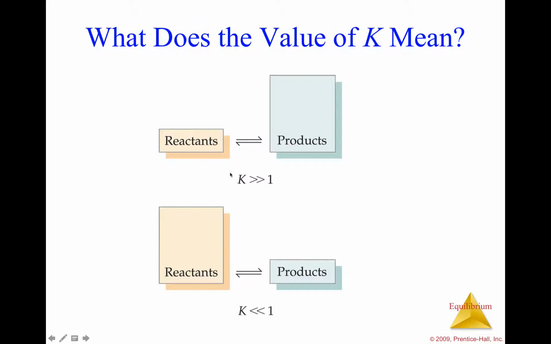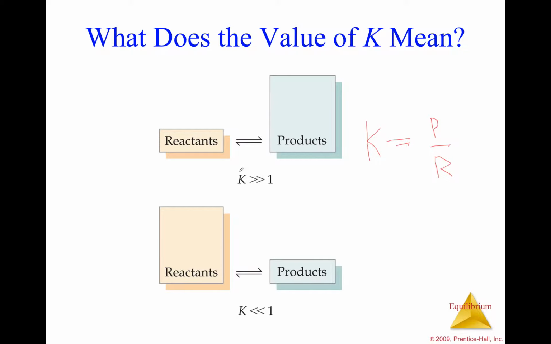And now we're going to start and look at what does the value of K mean. So K, remember, stands for products over reactants. So whenever you see K, think K equals products over reactants raised to the coefficients. But just in general, think products over reactants. So what does that mean?